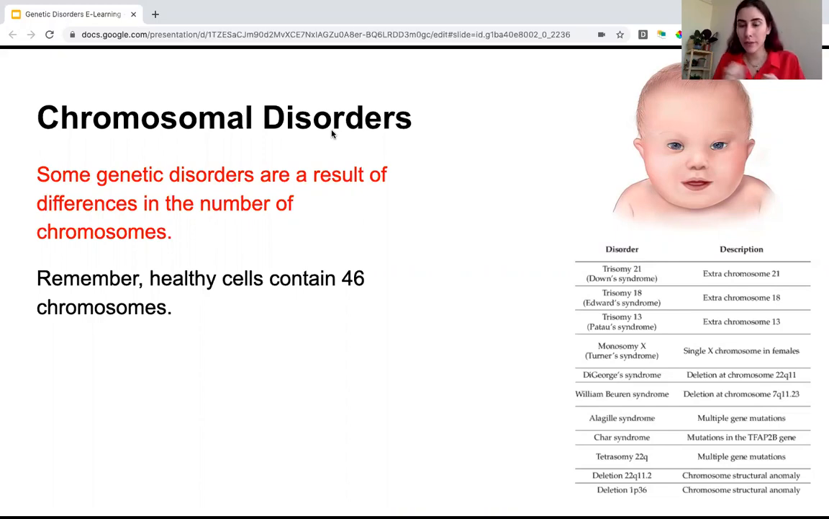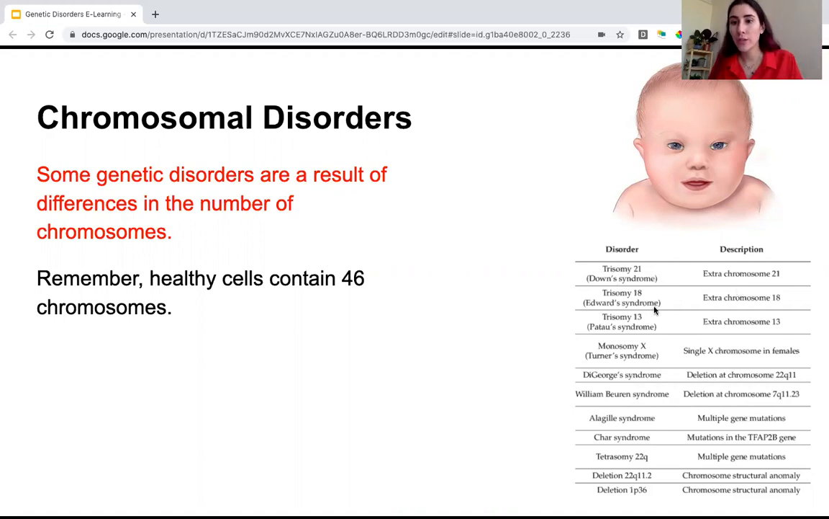This table down here shows a bunch of examples, but the most common one that we might have heard about, or you might know someone that has this disorder, is Down syndrome, okay? A normal healthy cell contains 46 chromosomes. If a person has a chromosomal disorder, they will have either 47 chromosomes or 45. So either an extra chromosome, or not enough. In Down syndrome, a person has an extra chromosome on the 21st chromosome.